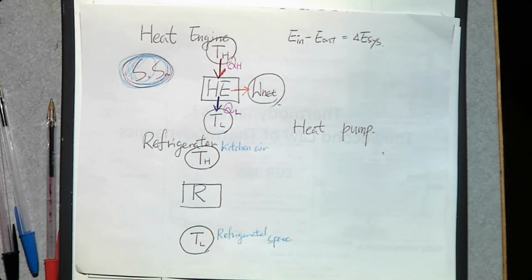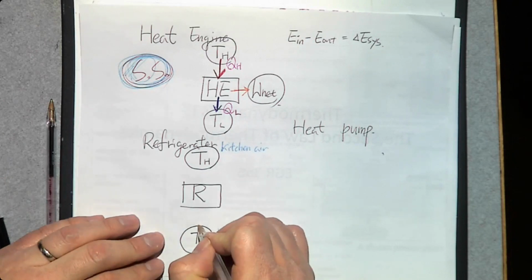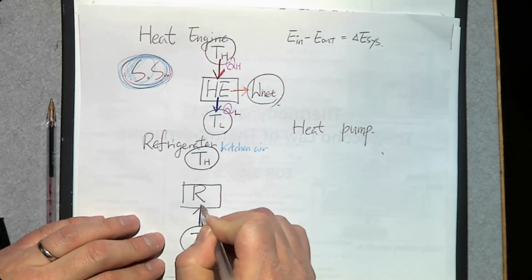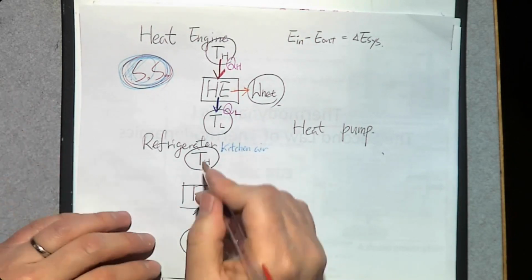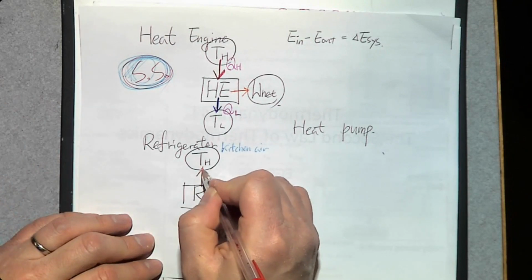What does a refrigerator do? Absorb heat from outside and pump that into inside. So your milk can go bad as fast as you can, right? No, that's not the way. We want to absorb heat from the refrigerated space and release that heat to the outside, the kitchen.